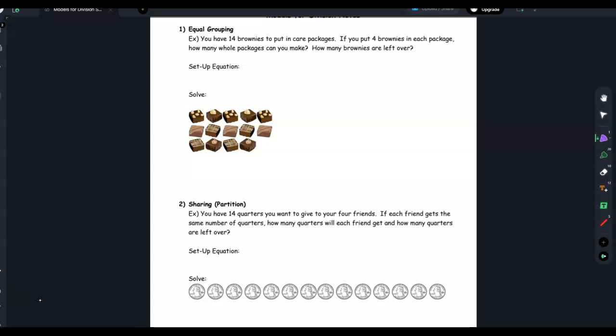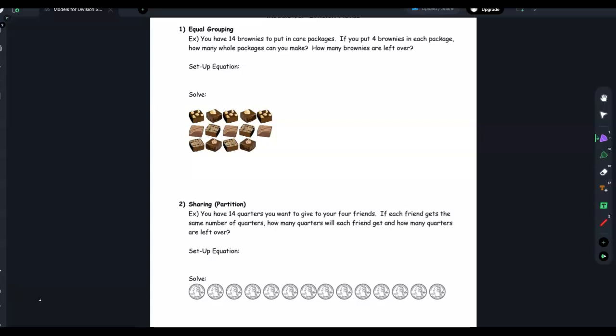There are a couple ways you can tell. One is by using the picture and the other is by using the setup equation, because when you first read these problems, they're going to look really similar if they're equal grouping versus if they're a sharing problem. So we can see this first example here. It says you have 14 brownies to put in care packages. If you put 4 brownies in each package, how many whole packages can you make? And then how many brownies are left over?